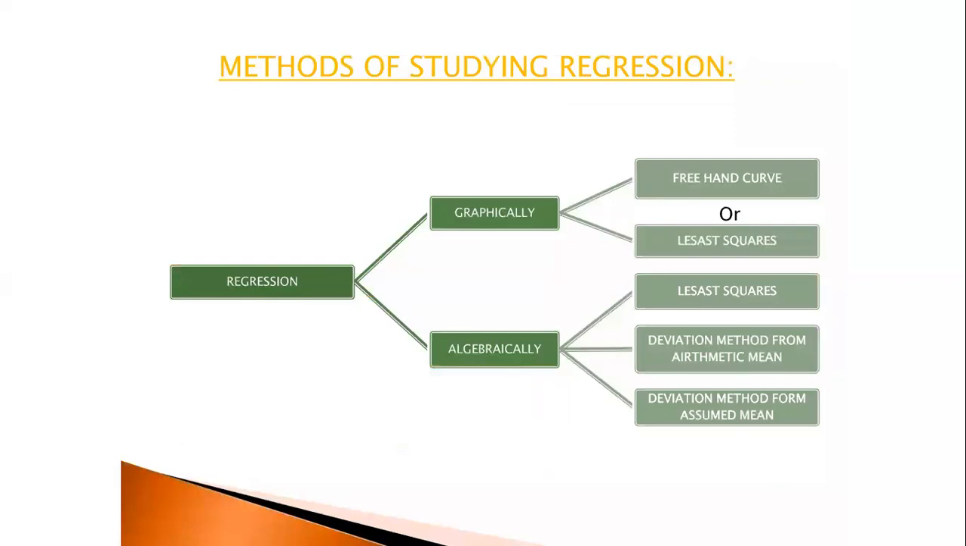So what are the different methods for studying regression? Basically, there are two methods: the graphical method as well as the algebraic method. The graphical method is called the freehand curve method. In the algebraic method, we have the least square method, and the deviation method from the arithmetic mean, that is, taking the deviation from the arithmetic mean, and deviation taken from the assumed mean. So these three methods I'll be explaining today.